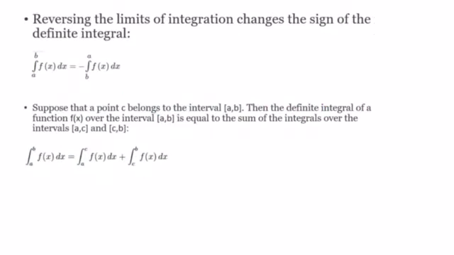The third, reversing the limits of integration changes the sign of the definite integral. It becomes negative because the direction of the integration has been changed. Suppose from a to b, it will become integrating from b to a. So that's why there's a negative.